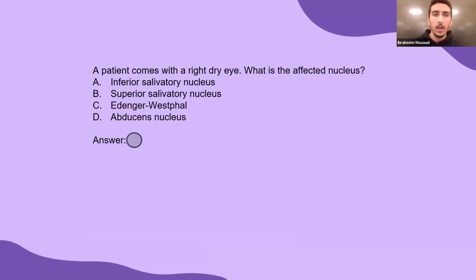So you have a patient, he comes in with a dry eye. The right eye is dry. Which nucleus is affected? This is straightforward. If you know which nucleus is responsible for the gland in the eye, right? You will know which one is the answer, right? So let me see the chat. I think the chat is there. Okay. I didn't see the chat.